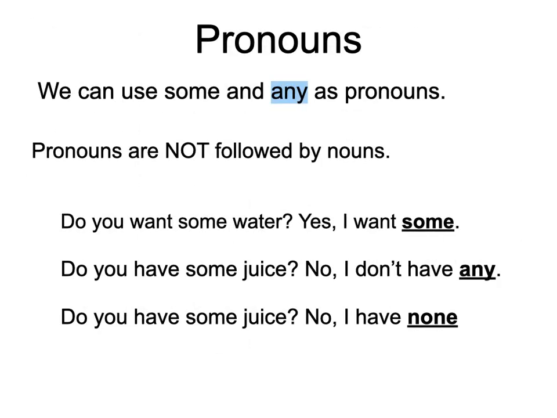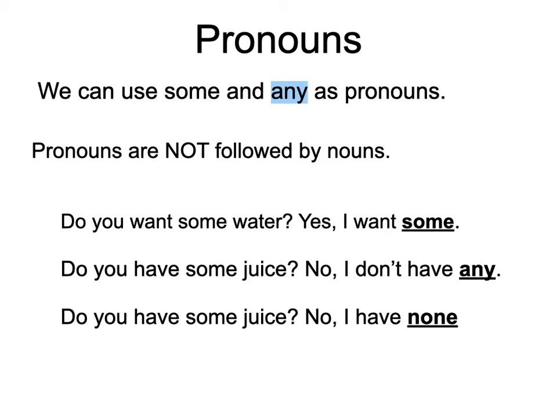So, these determinants can be used as pronouns. Not only some and any, but also a lot of, as we will see afterwards. The difference between determinants and pronouns is that pronouns are not followed by nouns. Determinants always have a noun afterwards, whereas pronouns just stand by themselves.